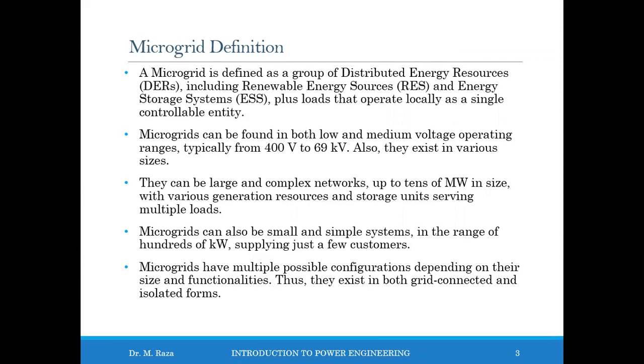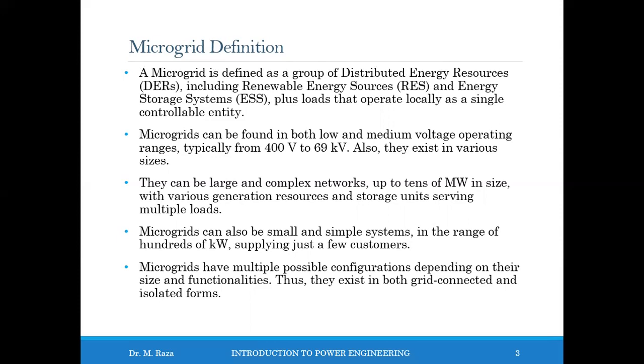Microgrids can be found in both low and medium voltage operating ranges, typically from 400 volts to 69 kilovolts. Also, they exist in various sizes. They can be large and complex networks up to tens of megawatts in size, with various generation resources and storage units serving multiple loads. Microgrids can also be small and simple systems in the range of hundreds of kilowatts, supplying just a few customers.